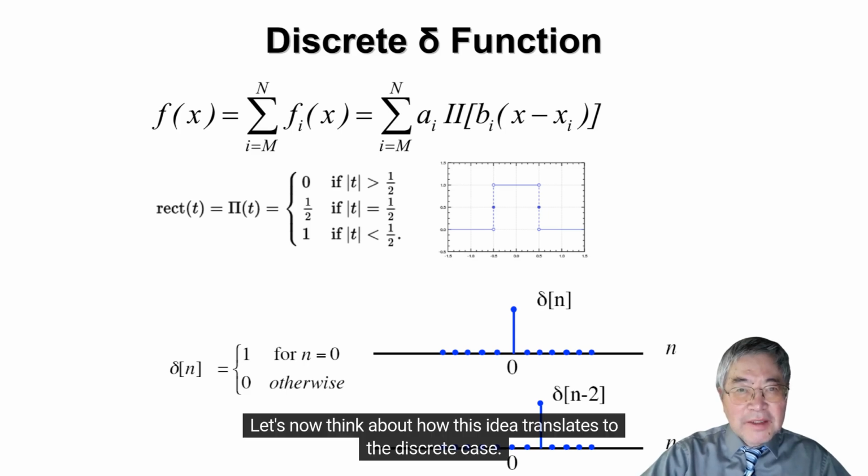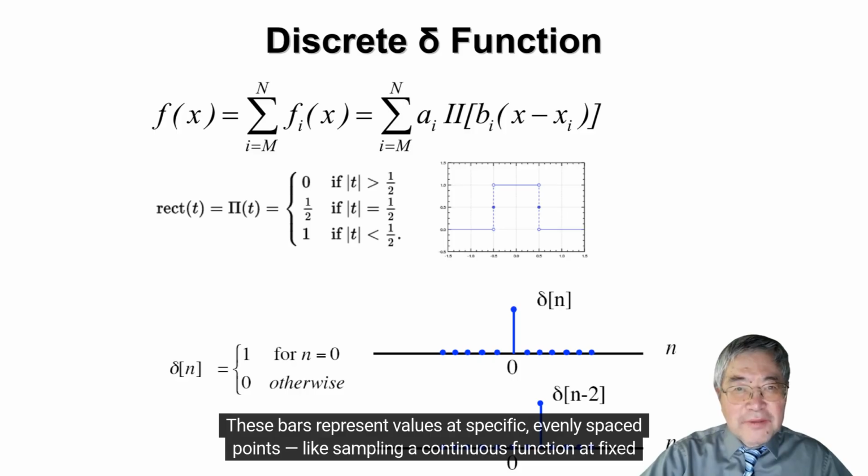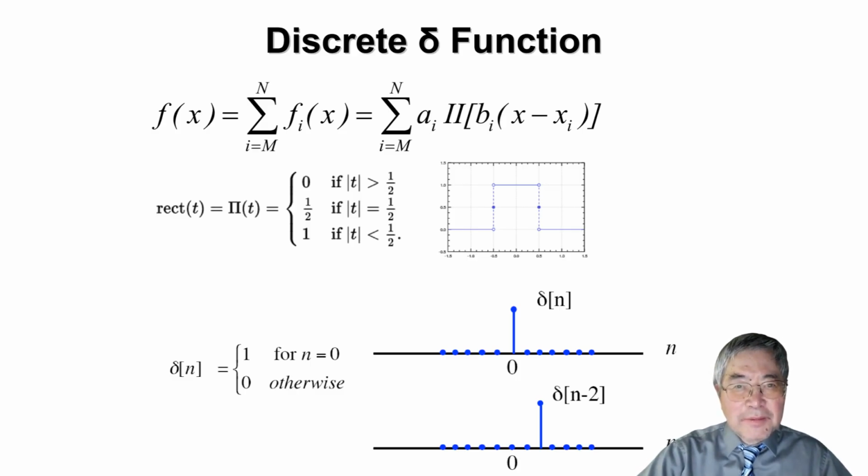Let's now think about how this idea translates to the discrete case. You can visualize a discrete function as a collection of rectangular bars, sometimes called gate functions. These bars represent values at specific, evenly spaced points, like sampling a continuous function at fixed intervals.